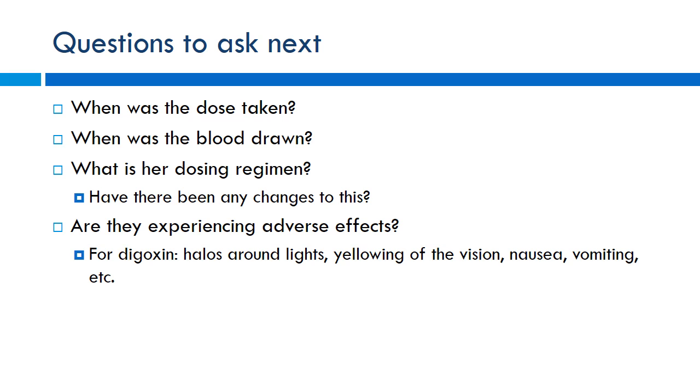And then find out if they're having any side effects. For instance, you'll learn the specific side effects for different drugs, but with digoxin, you would expect to see things like haloing around the lights, basically kind of halos, and yellowing, kind of greening of the vision, called xanthopsia, vomiting, etc.